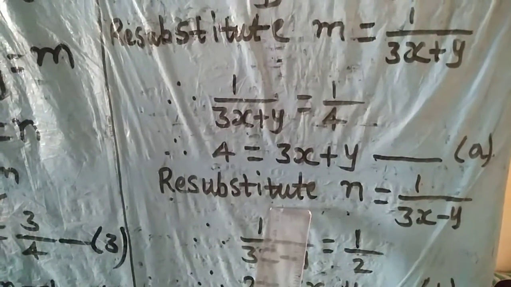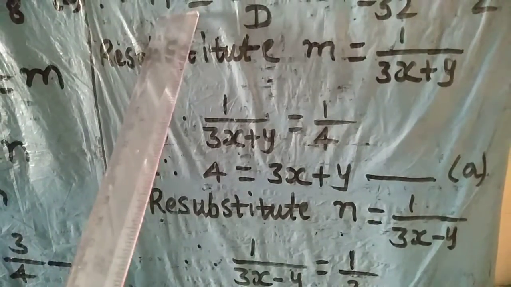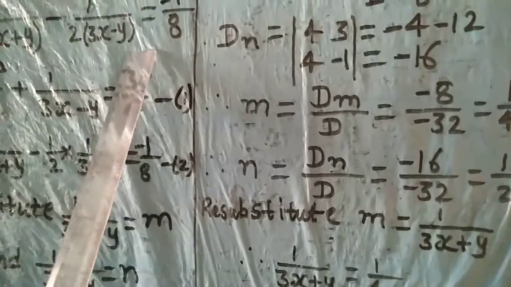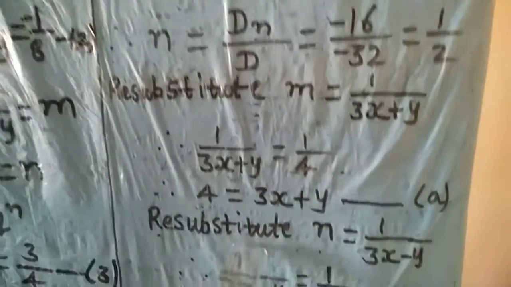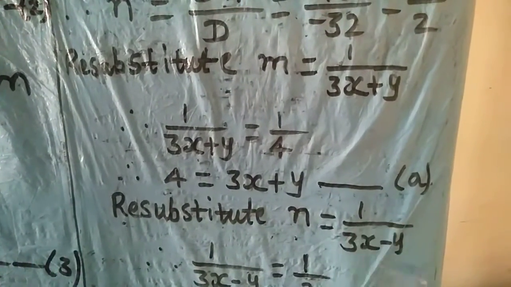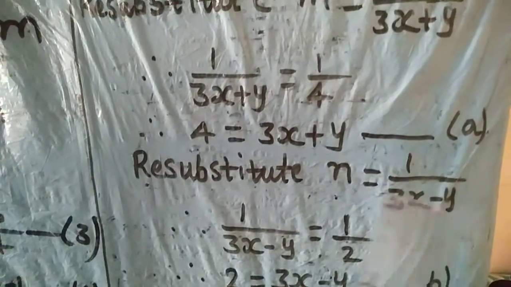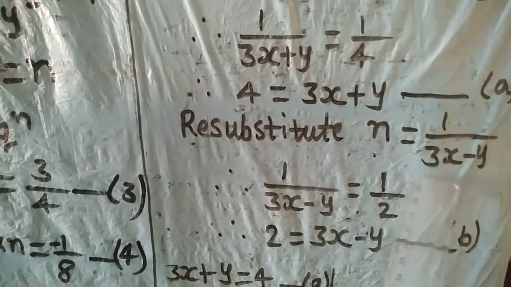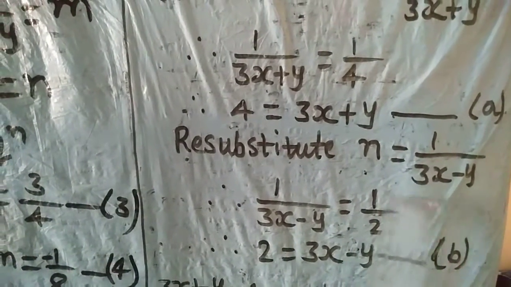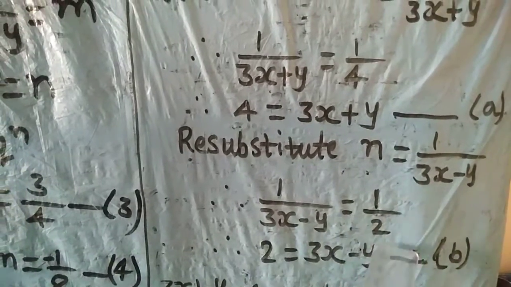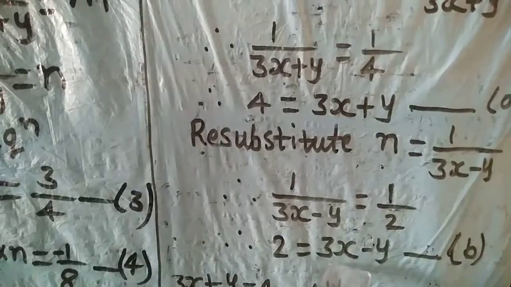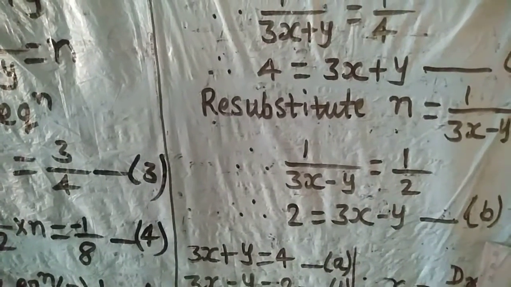Again we substitute. n is also in terms of x and y, and we want the value in terms of x and y. So we substitute n is equal to 1 upon 3x minus y, but the value of n is 1 upon 2. So we have to equate 1 upon 3x minus y with 1 upon 2. So solve it. 2 multiplied with 1, 2 is equal to 1 multiplied with 3x minus y, it will be 3x minus y. This is your equation B.